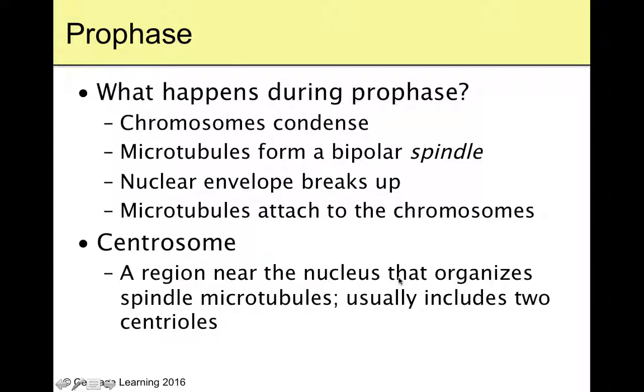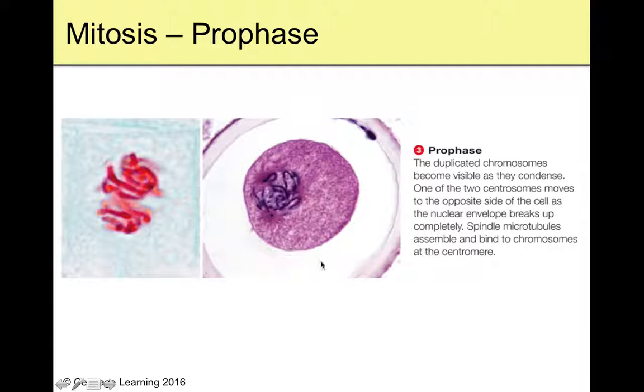Centrosomes are a region near the nucleus that are going to organize our spindle microtubules. You could say the spindle grows from that centrosome. And they normally include two centrioles. Centrioles are the area where the microtubule actually grows out from and assembles from. So that's kind of cool.